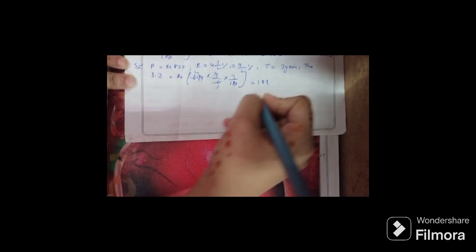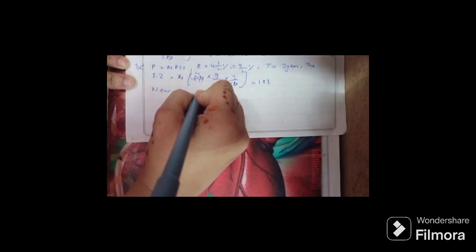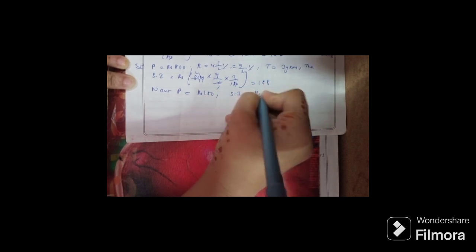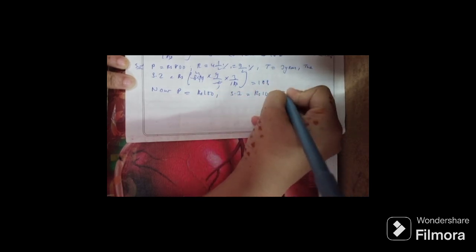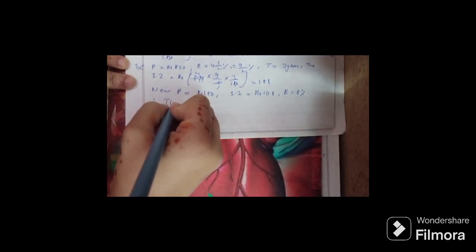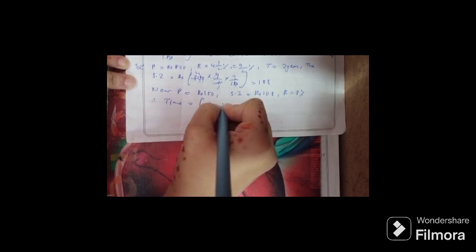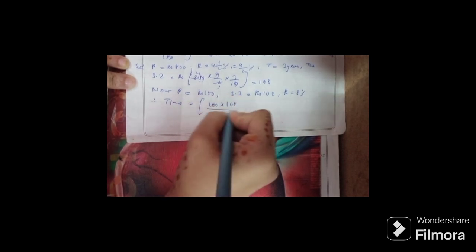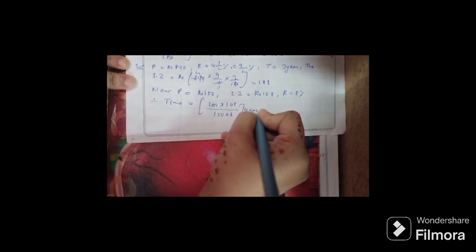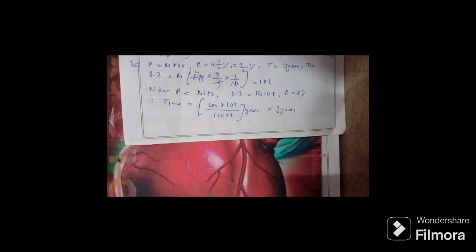Okay, now P equals rupees 150, SI equals rupees 108, and R equals 8%. Then time equals 100 into 108 on 150 into 8 years. This equals 9 years, that we have as an answer.